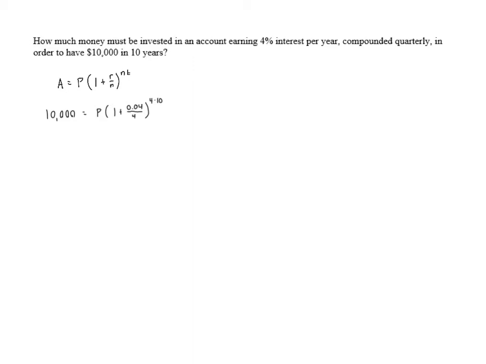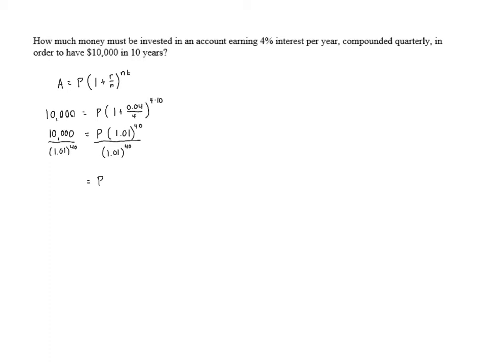So what I'm going to do is simplify this expression on the right-hand side. 0.04 divided by 4 is 0.01, and 1 plus 0.01 is 1.01. And then in the exponent, 4 times 10 is 40. So we've got 10,000 equals P times 1.01 to the 40th. And if we want to get P alone, we need to divide by 1.01 to the 40th power.